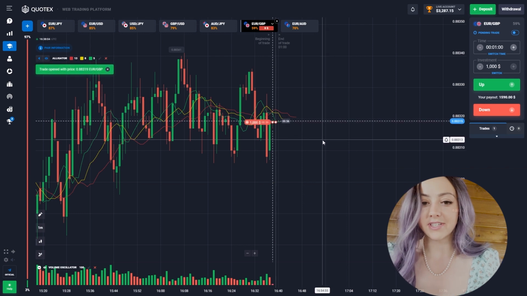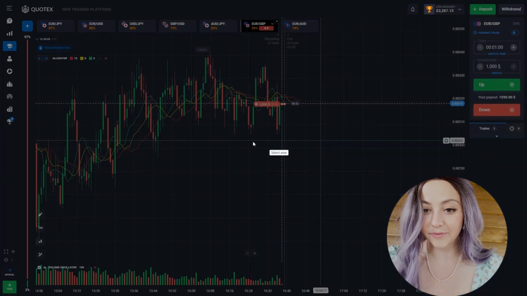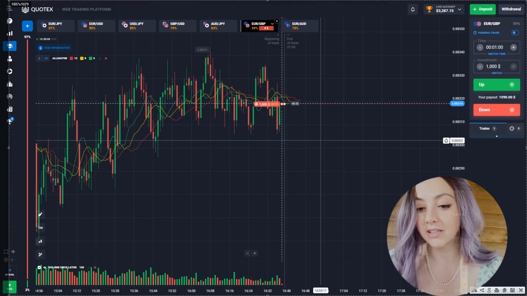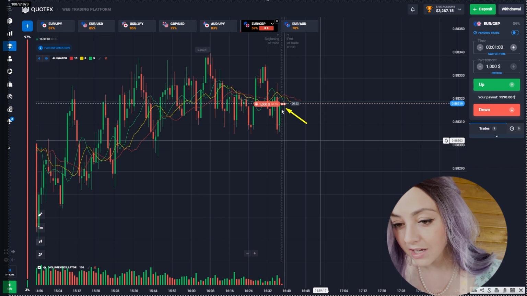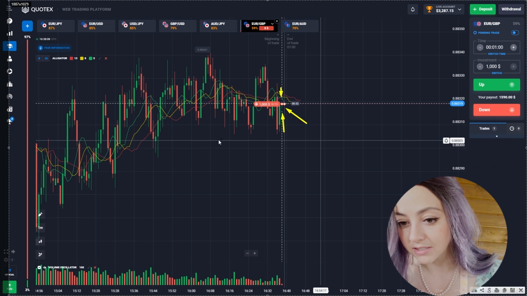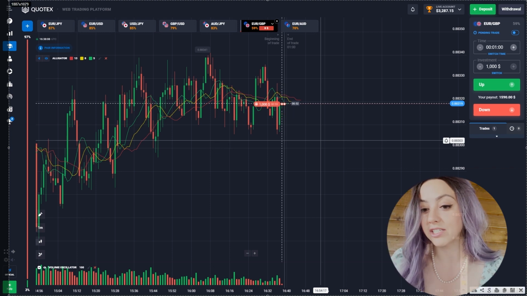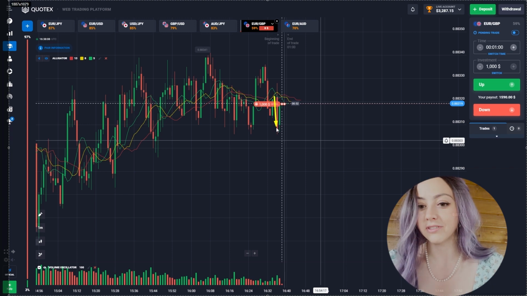Next currency pair. We are entering down, and why did we do it? We can see that at first sight it is pretty unclear. There are unclear candlesticks, and it was spinning around for 10 seconds and didn't move anywhere. So why did we enter this way?